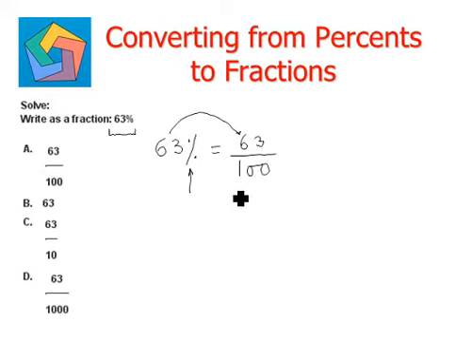Now the next step is to reduce the given fraction to its simplest form. In this case we see that this fraction cannot be reduced further. So we leave it here as it is, and this forms the final answer, which can be seen in option A.